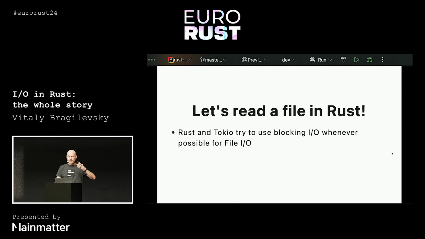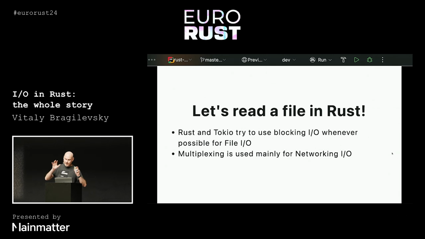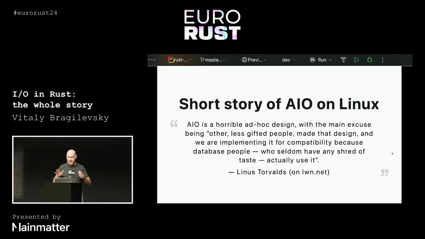So we see that Tokio is using blocking IO for files. It is using multiplexing for networking. We saw that. But we still want to be asynchronous. And we want to be asynchronous in Rust even if we are reading files. Well, unfortunately, asynchronous I/O in Linux in general is a little bit not just complicated.